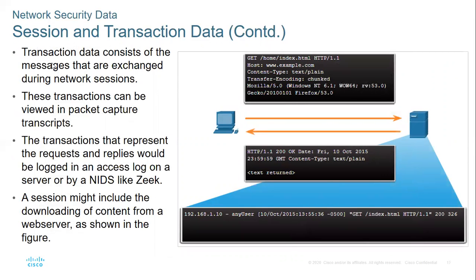Okay, and then transaction data consists of the messages that are exchanged during the session. These transactions, of course, we can see them by using packet captures, Wireshark, TCP dump, and so on. The transactions that represent the requests and replies would be logged in an access log on a server. A session might include the downloading of content from a web browser, shown in this figure.